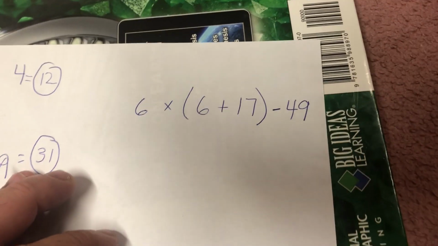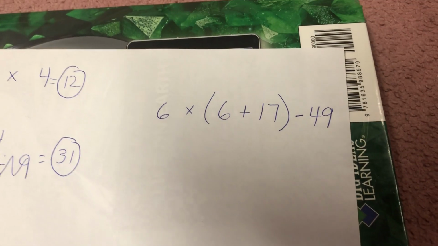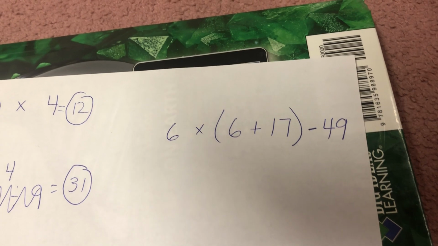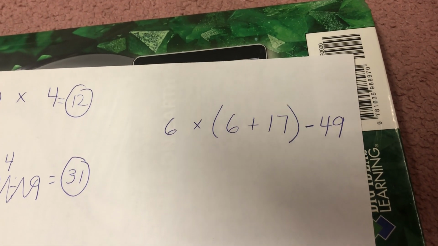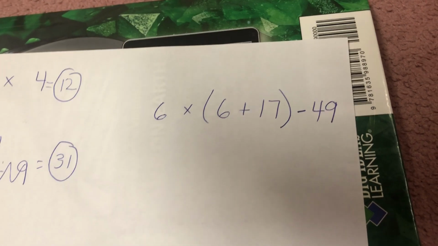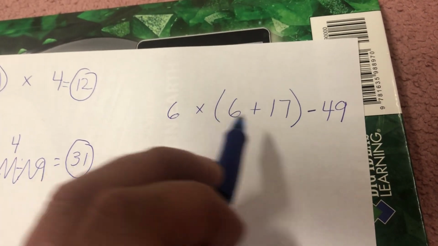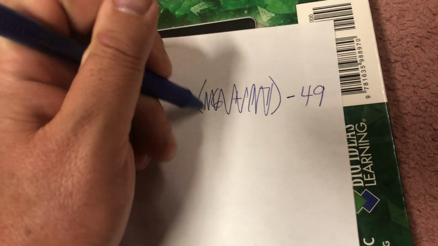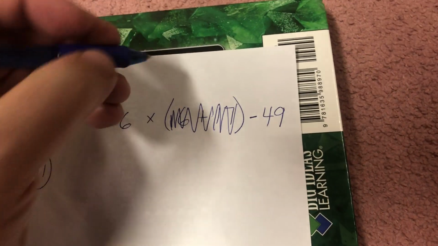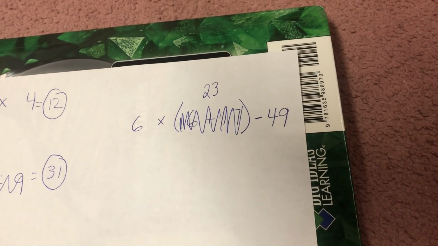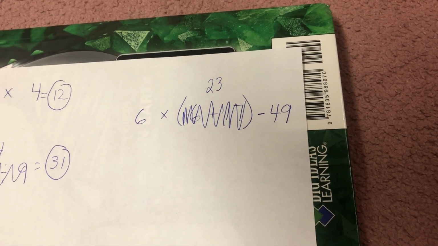Last one in this section. Order of operations, evaluate the expression. 6 times 6 plus 17 in parentheses minus 49. Well, step 1 tells me that I need to clear the parentheses first. Well, I have parentheses here. 6 plus 17. I'm going to cross that off. 6 plus 17 is 23.